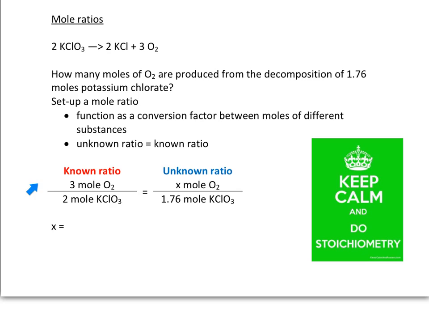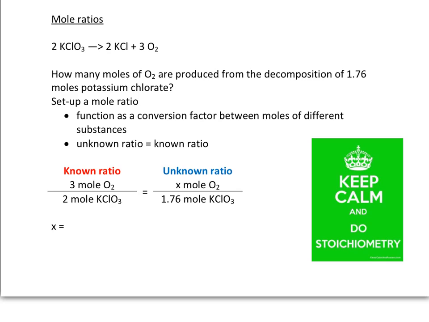And so I have the mole ratio set up right here, and I split it into the known ratio and the unknown ratio, and we make these two things equal to one another. The known ratio is based on the information that is given in the chemical equation up above. And so we are told from this chemical equation that for every 3 moles of oxygen that are produced, 2 moles of KClO3 break down.